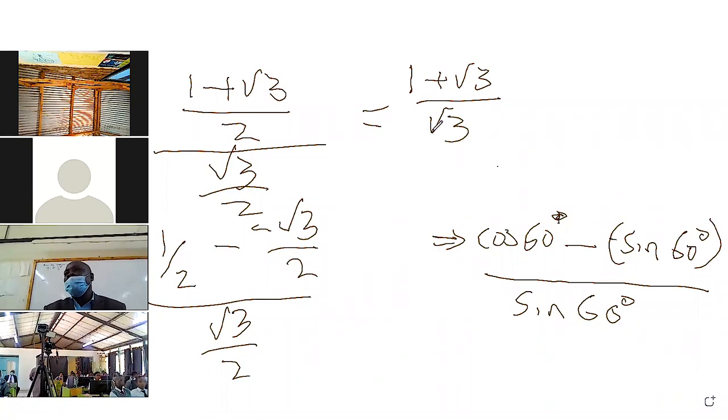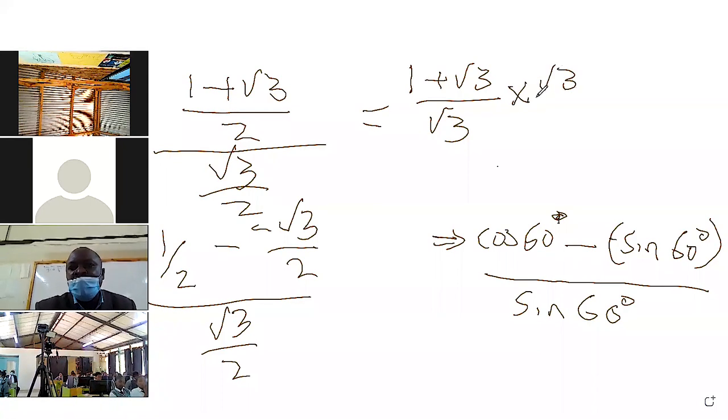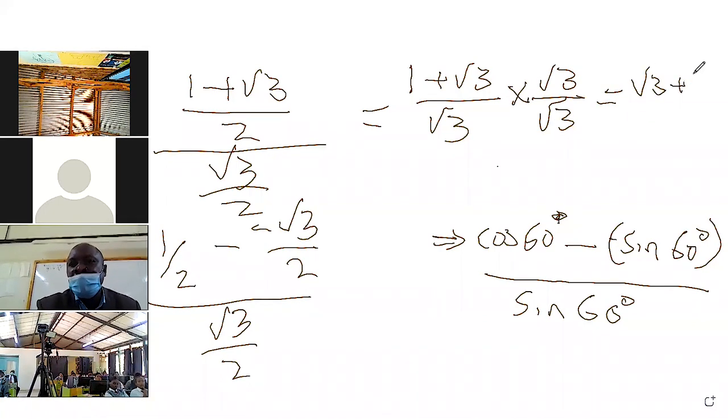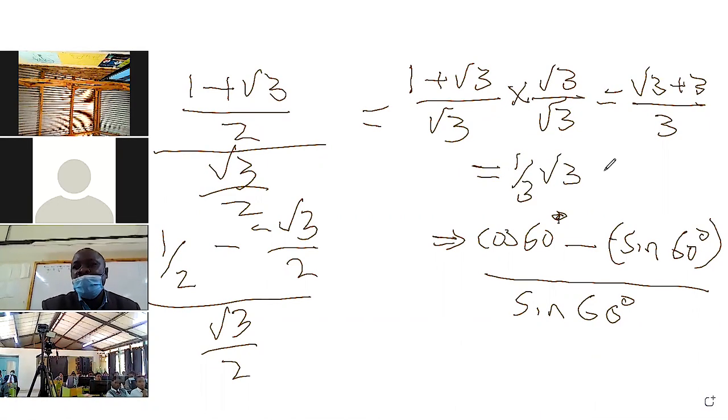Now this one here is a surd. You cannot leave a surd in the denominator, so you need to rationalize it. Rationalizing this, you multiply by root 3 over root 3, isn't it? So this simplifies to root 3 plus 3 divided by 3, which you can now simplify to root 3 plus 1.